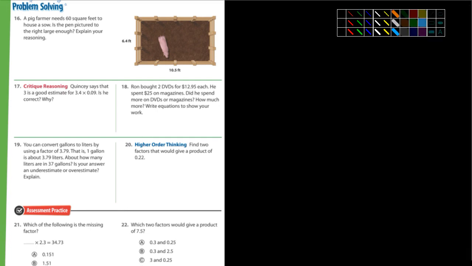Take a quick look. It says a pig farmer needs 60 square feet to house a sow. Okay, the pen is pictured to the right. Is it large enough? Okay, so let me pull a stick here. For 50 points, Mr. Delgado, what is the formula for area? Area equals what?